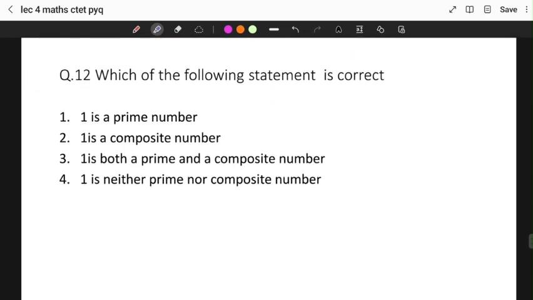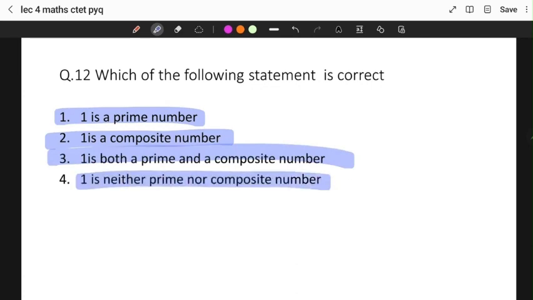Which of the following statements is correct? 1 is a prime number, 1 is a composite number, 1 is neither prime nor composite, 1 is both a prime number as well as a composite number. The answer for this question is option number 4, that is, 1 is neither a prime number nor a composite.